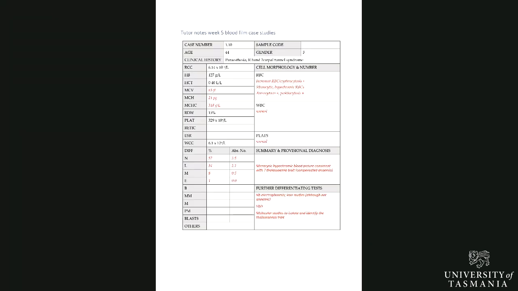So the first case study we're looking at is case number 1.10. This is a 44-year-old female, and the clinical history we have is paresthesia of the right hand. Paresthesia is a numbing or pins and needles type sensation in your fingers, and that's why we're querying carpal tunnel syndrome. This is a syndrome where the nerves actually get trapped along with the tendons as they travel through the wrist from the arm into the hand. So again, that's what that clinical history is telling us, that this is an incidental finding.